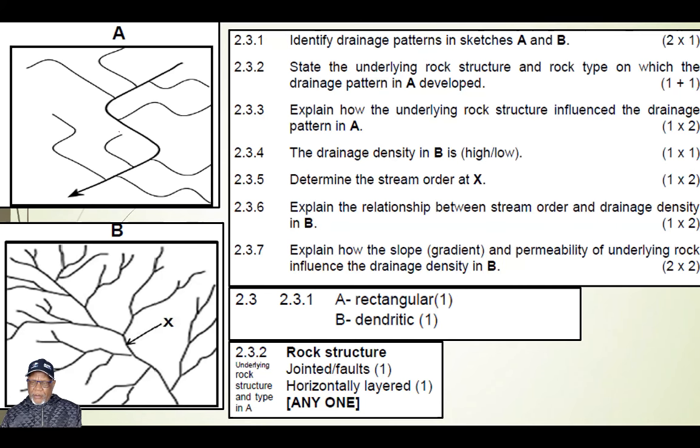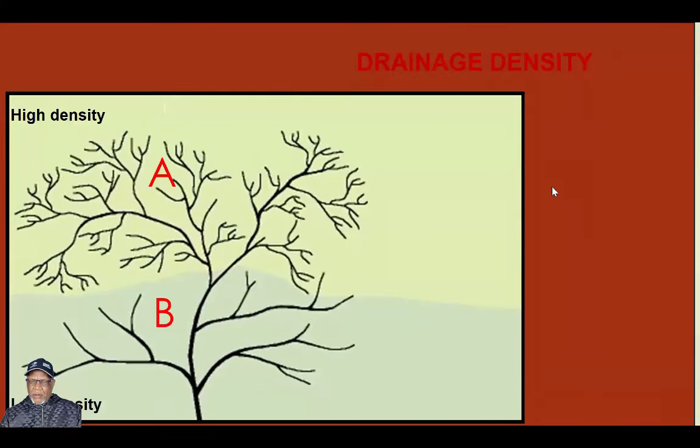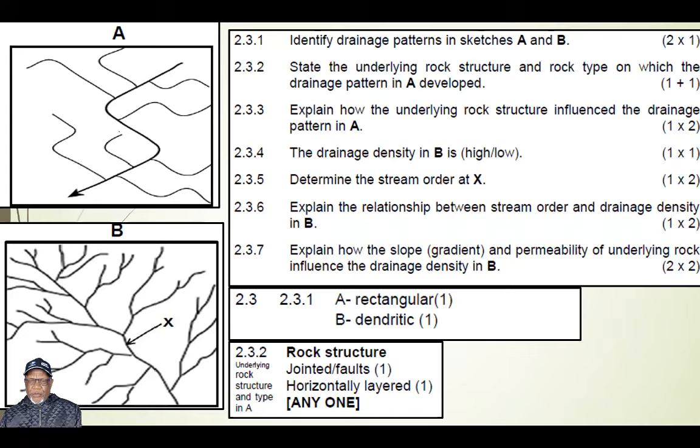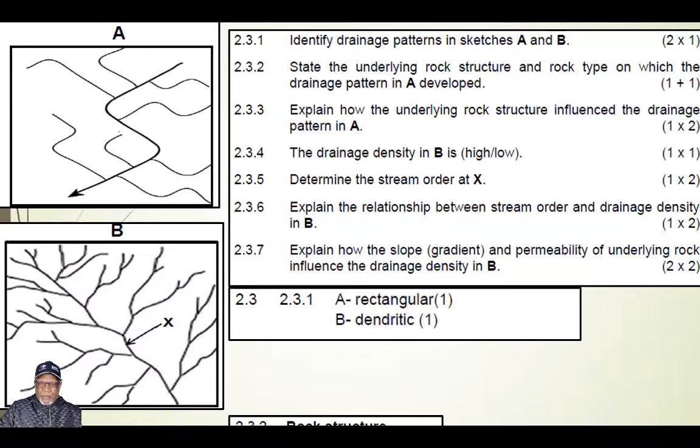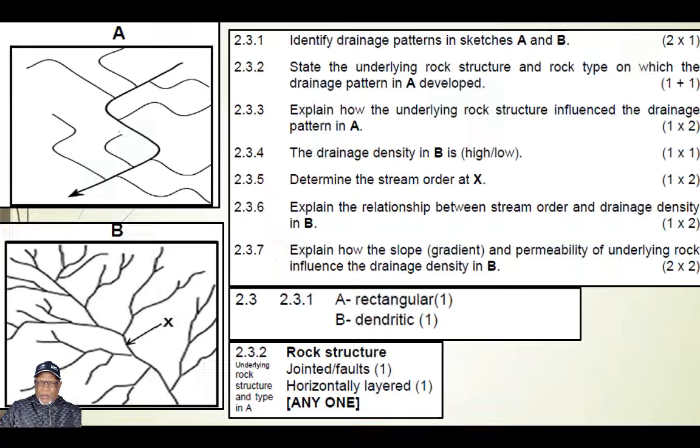Okay, then we have, let's go back. Explain how the underlying rock structure influenced the drainage pattern at A. What's happening here? Explain how the underlying rock structure influenced the drainage pattern at A. So what is happening there? The streams are following the joints. The streams are simply following the joints.